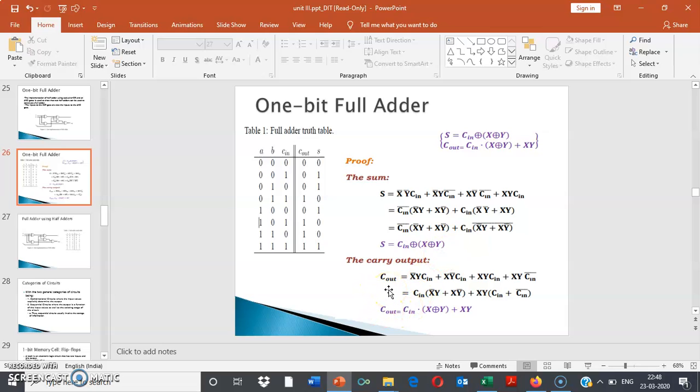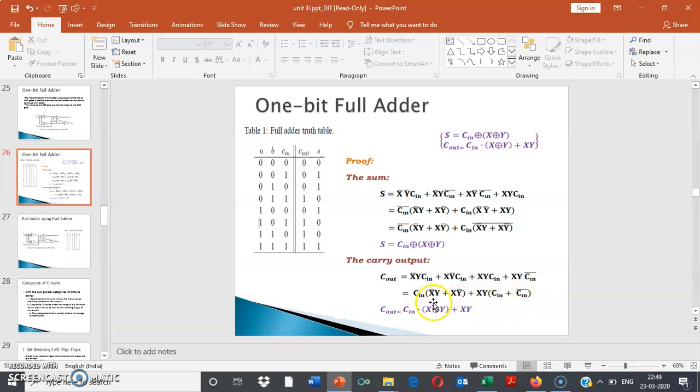Similarly, for carry output, you have to check the truth table, see where carry output is 1. So here we have X bar, Y, C input. Here you have X, Y bar, C input. Here you have X, Y, C input bar. And here you have X, Y, C input. Again from these terms, you have taken C in common. So C into bracket X bar Y plus XY bar. And from the other two terms, you have taken XY common. So you have C in plus C in bar.